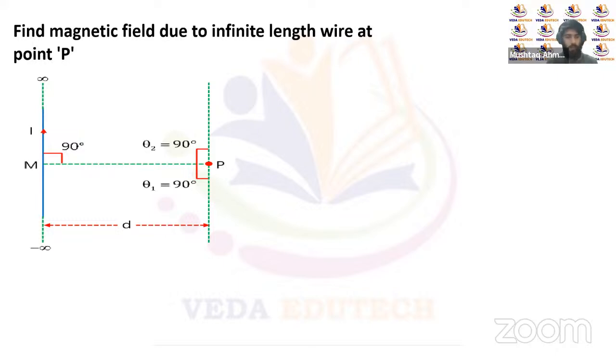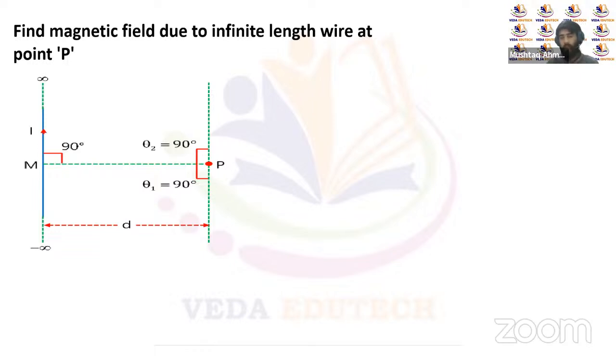In the last class, we discussed the Biot law, and we also applied the Biot law for the calculation of the magnetic field due to a finite line of current. There was current I flowing through the conductor, which was of finite length. So at a distance d, we had to find the magnetic field due to the line current.